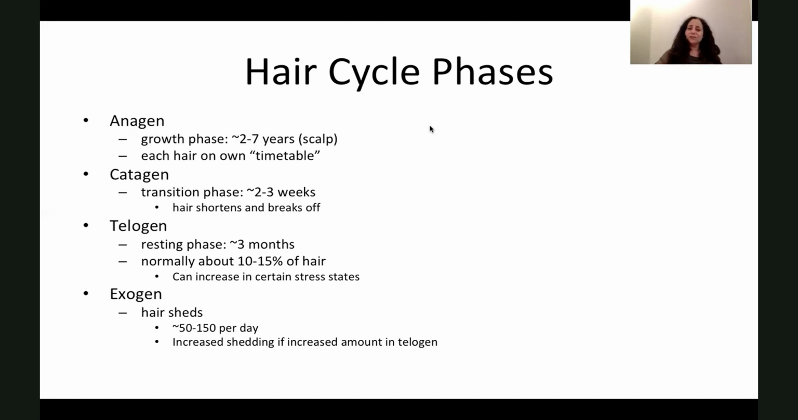And finally, exogen is when the hair is actually shed. And a new hair starts to emerge, not necessarily through the scalp, but at the base of the hair follicle, ultimately to come through the scalp. And on any given day, we lose between about 50 to 150 hairs per day. This, of course, will be increased if the number of hairs in telogen prior to exogen was increased.